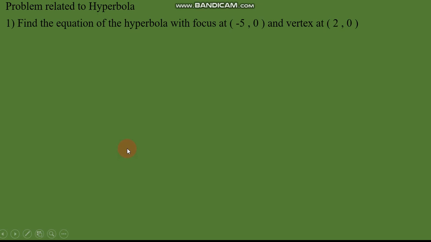The first question is, find the equation of hyperbola with focus at -5, 0 and vertex at 2, 0. That is a focus and this is a vertex. So what we see here, the y coordinate is 0. So clearly the transverse axis of the hyperbola is the x-axis, because vertex and focus lie on the x-axis. Now we will start the solution.